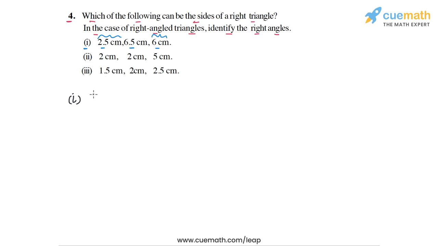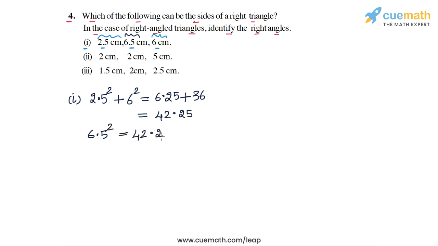Okay, so in the first part, we have 2.5 square plus 6 square. 2.5 square is 6.25, and then 6 square is 36. So 6.25 plus 36 is 42.25. And the third length given is 6.5. So 6.5 square, if we take, this is also equal to 42.25.